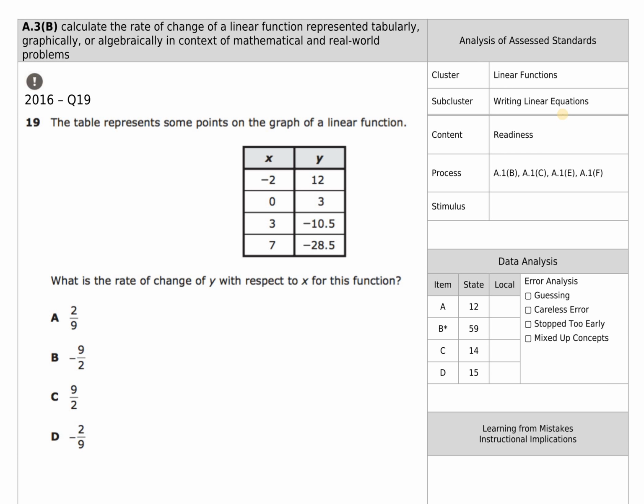The table below represents what is the rate of change. So we're figuring out what it's changing by. So from 12 to 3, it went down 9. From -2 to 0, it went up 2. We put the y on top, so it's change in y over change in x. That's -9 over 2. B is the answer.